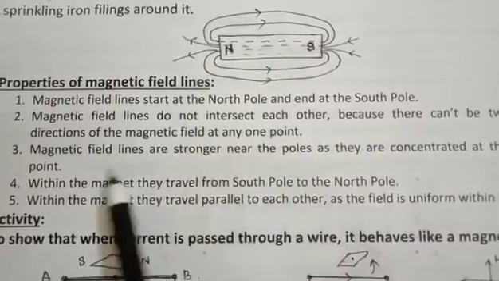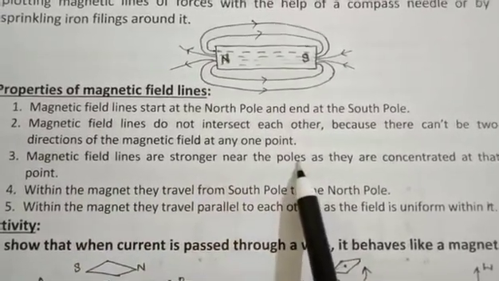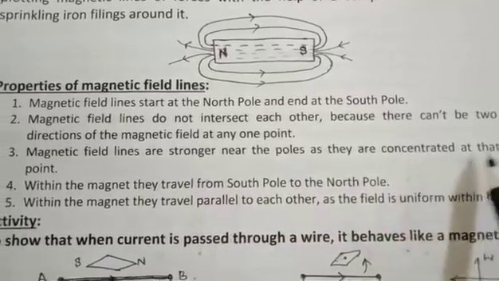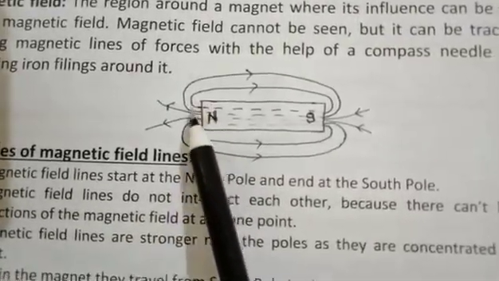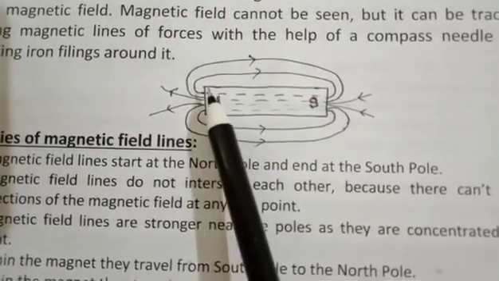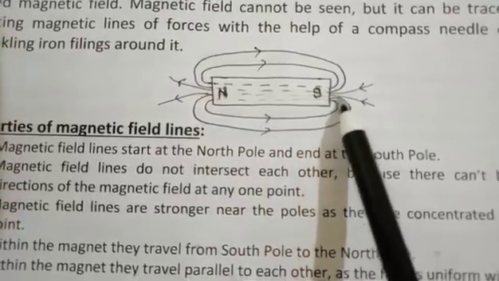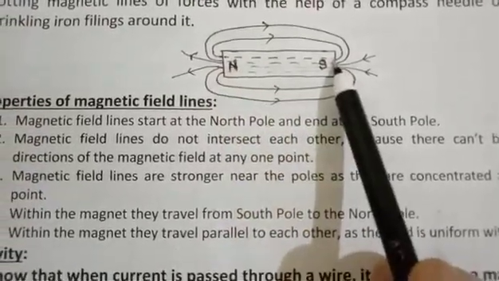Coming to the third point, magnetic field lines are stronger near the poles as they are concentrated at that point. So if you look at the diagram here, we can see they are originating from here. They are highly concentrated here as well as here. So the poles have the strong magnetic field.